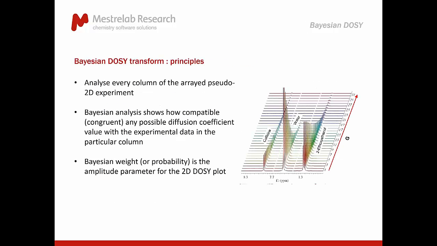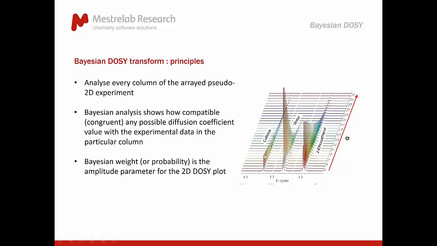So we have 2 approaches, and the first approach I'm going to introduce is the so-called Bayesian DOSY transform. How does the Bayesian DOSY transform work? Essentially, we take, first of all, every column of our pseudo-2D data set. Some of them go through noise, some of them go through peaks, and probably through the top of the peaks as well, right? And then we scan different diffusion coefficients and see how these different diffusion coefficients fit the data.